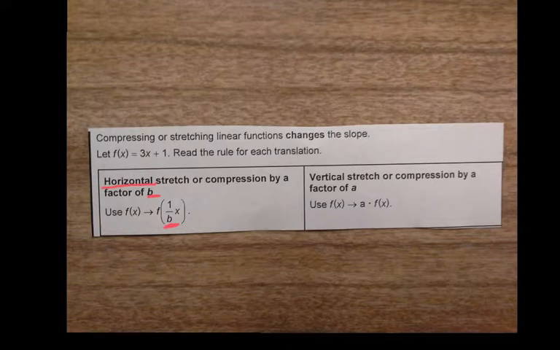When you have a vertical stretch or compression, your factor is going to be a. So vertical is for a. When a is more than 1, stretch. When a is between 1 and 0, it's compression. And you need to multiply that factor times the whole function. So you're going to have a outside of the parentheses. So we're going to try a couple of examples of how to transform a function.